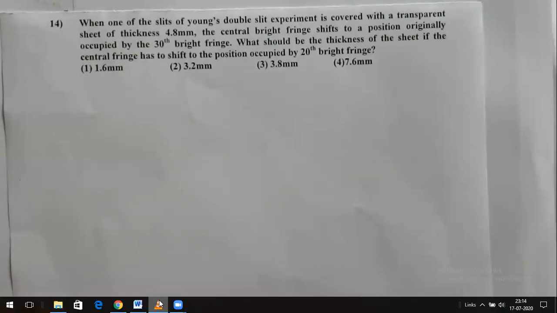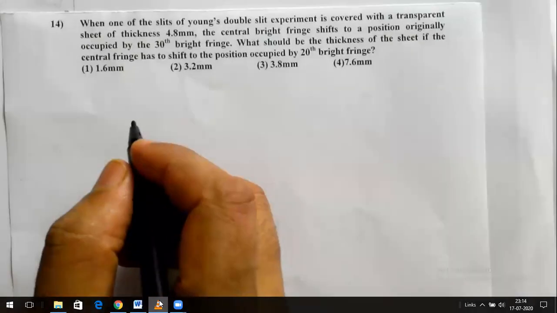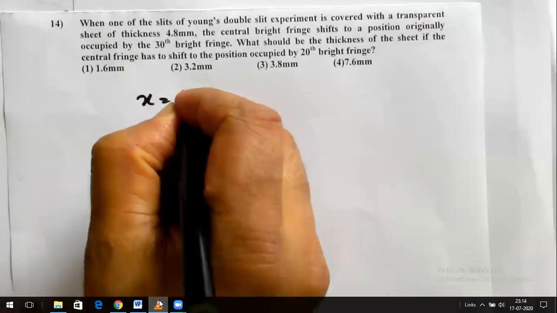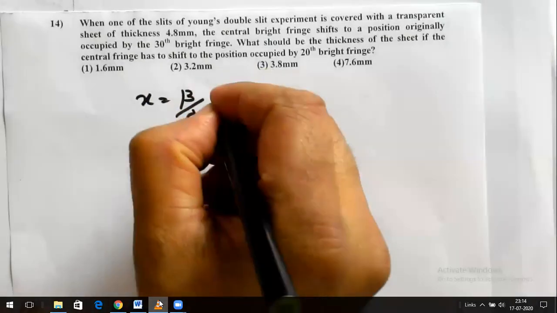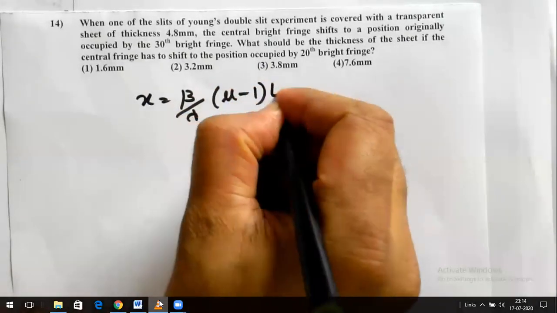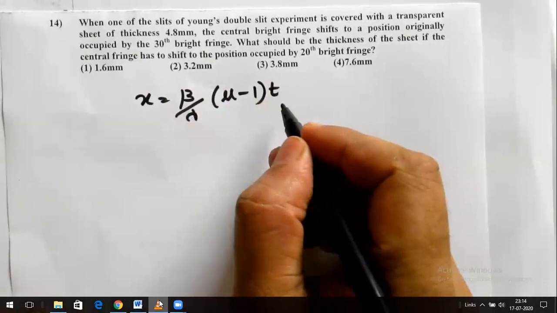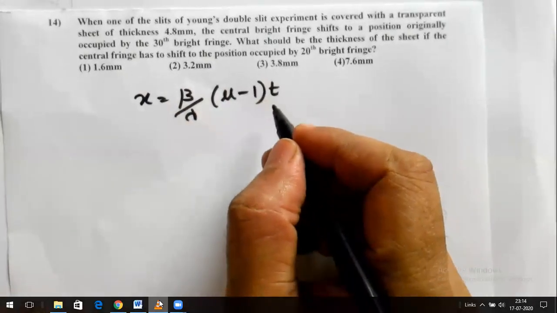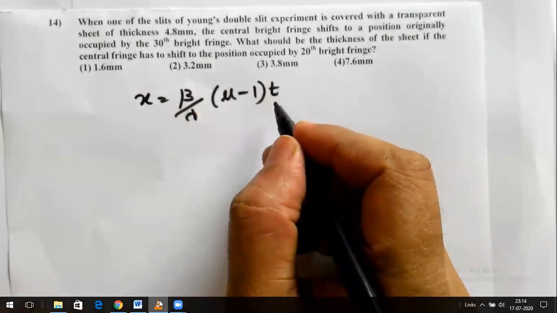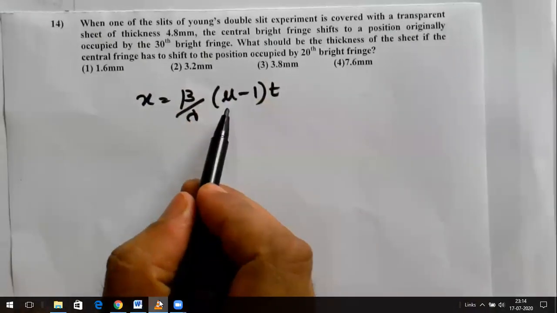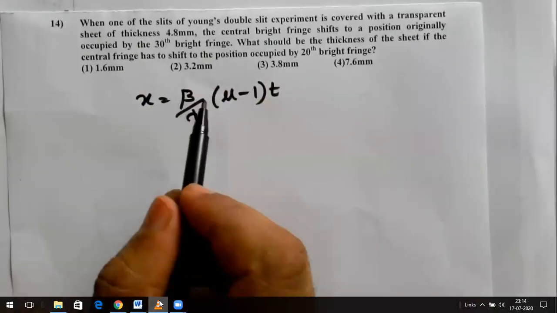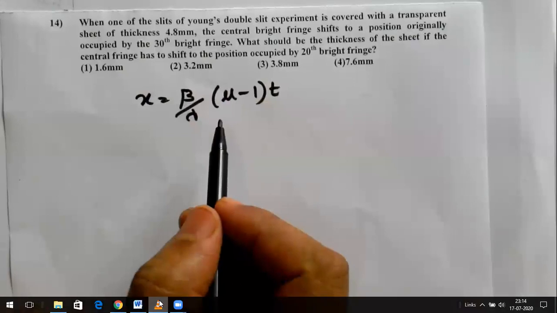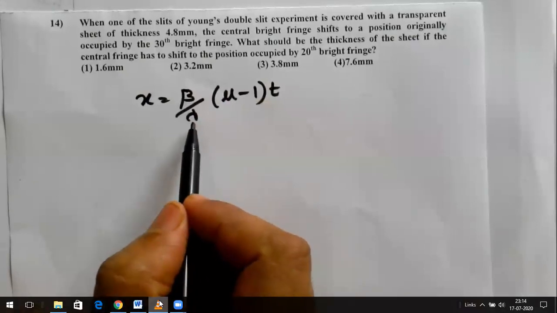Now, the shift in the fringe when a thin film of thickness T is introduced in the path of one of the beams is x equal to beta by lambda into (mu minus 1) into T, where T is the thickness of the transparent medium which is disturbing one of the beams, mu is its refractive index, beta is the fringe width which doesn't change even after introducing the transparent medium, and lambda is the wavelength of light.